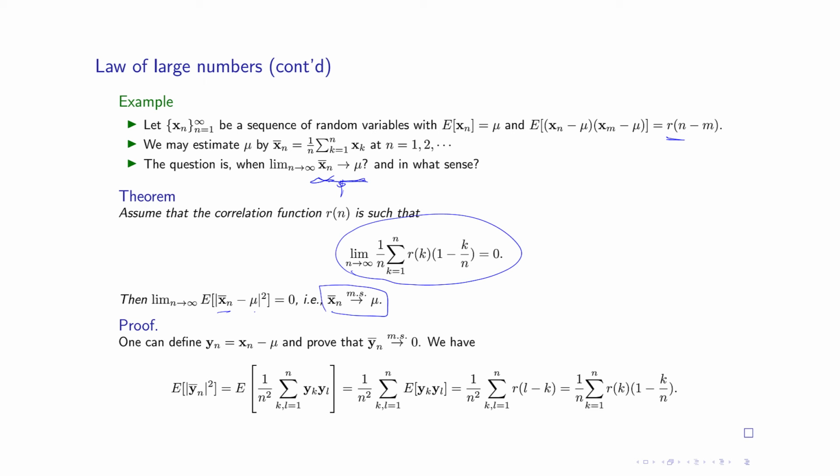So this is a law of large numbers, because it determines the behavior of your sample mean when the number of involved random variables in this equation is large enough. The proof of this theorem I leave to you: you can define Y_n equal to X_n minus mu, then calculate the mean of Y bar n to the power of 2, expand it, and you see that it becomes equal to this expression. Now, if the limit of this is 0, then the mean square error is 0, and the proof is complete.